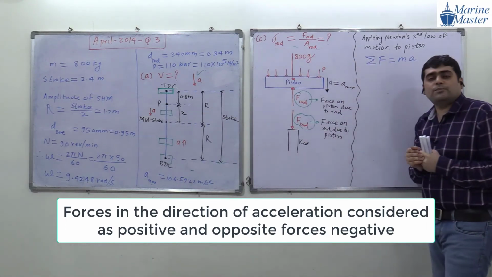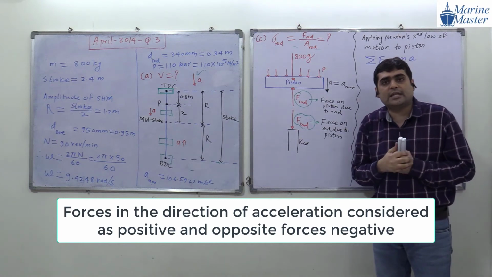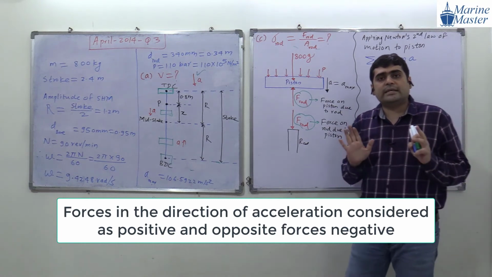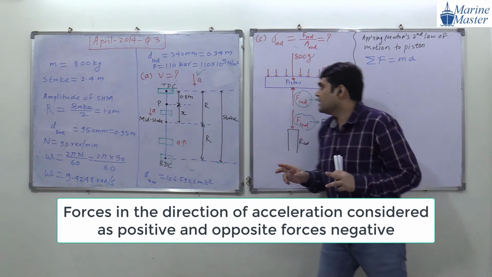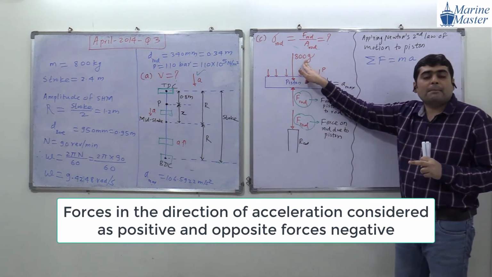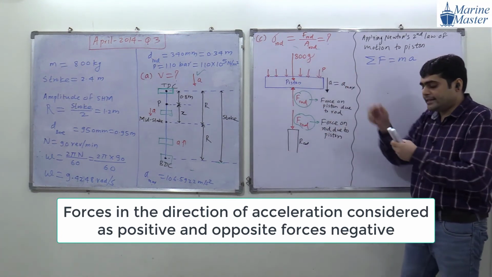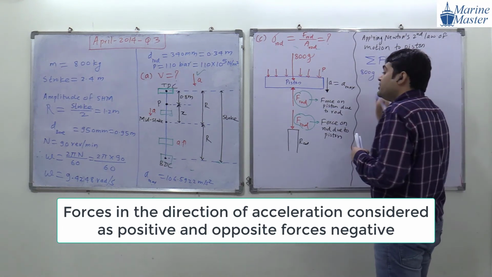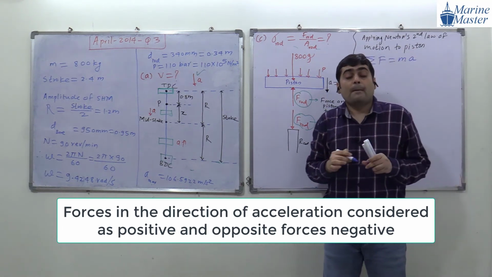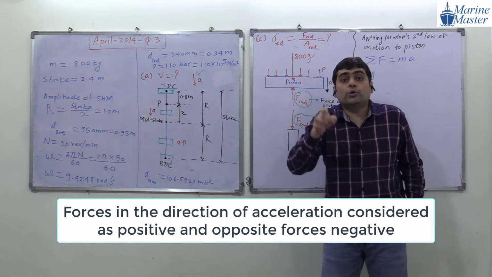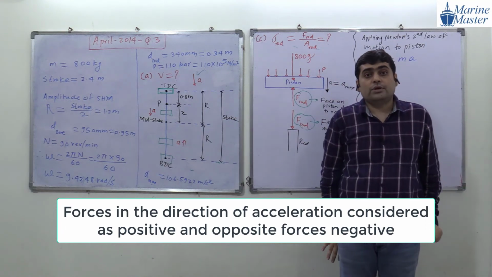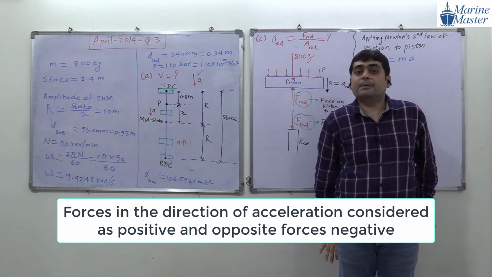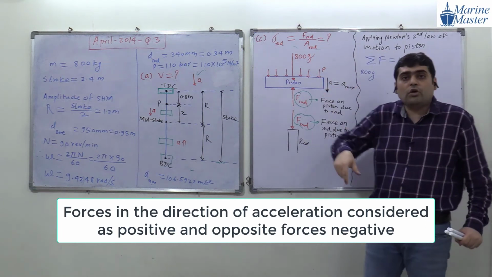Now what are the forces in the direction of acceleration in this scenario? First of all, this 800g. So 800g is positive. Now here we are talking about forces. Pressure is not a force, but due to pressure there will be a pressure force. This pressure is acting on the piston.